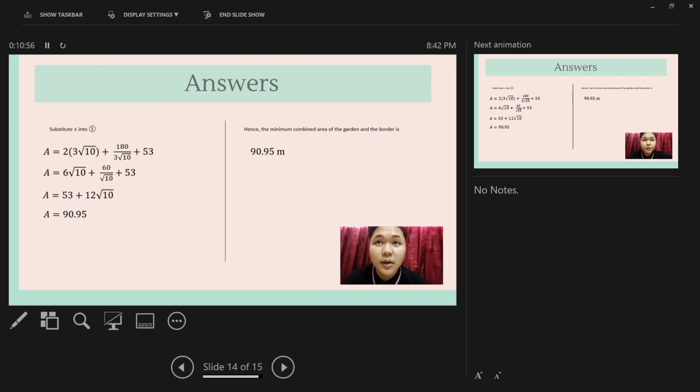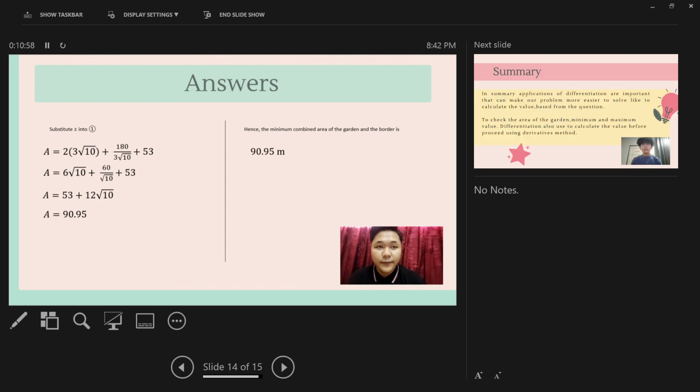So we substitute x into the first equation. So 2 times 3 times square root 10 plus 100 over 3 times square root 10, plus 53. So we get 6 times square root 10 plus 10 over square root 10 plus 53. So the final answer we get is 90.95 meter squared. That's the minimum combined area.